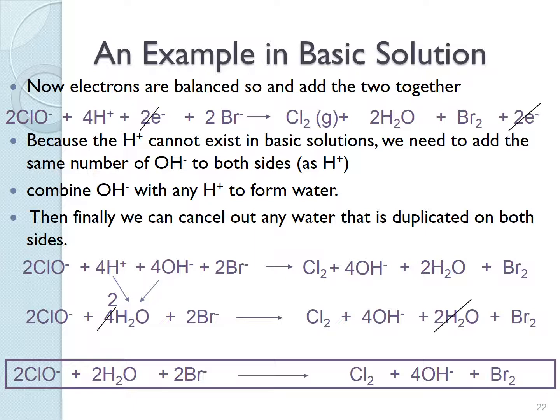So if you have a basic solution, you can only have OH negative hanging out and not any H pluses. So just a couple of things to remember. Don't forget to balance elements besides H and O before you get started. Add the correct number of H2Os. Then add the correct number of H pluses. Then balance the electrons for each half reaction. Then you're going to have to multiply it by a factor to get the electrons to be the same in the 2 equations. And then finally cancel out anything that shows up on both sides.